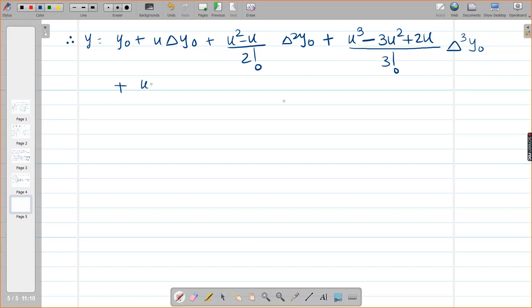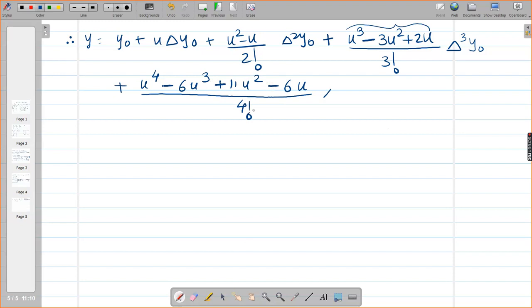Now the next one will be, look, this whole bracket u cube minus 3u square plus 2u into u minus 3 will be, I am directly writing now, u4 minus 6u cube plus 11u square. You can verify this, okay? Upon 4 factorial delta raised to 4 y naught and so on. And you have to write this every time. What is your u? Okay? This is my equation number 3. You can say equation number 3.